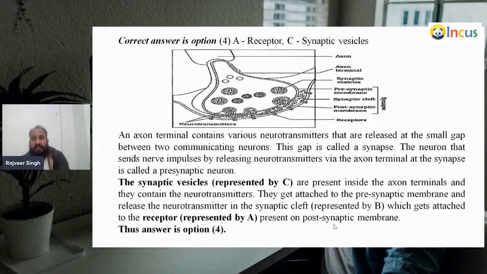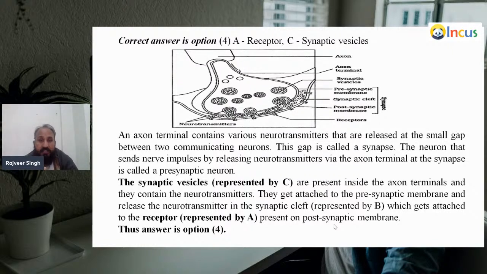So I hope you will understand why we have chosen A as the receptor and C as the synaptic vesicles. Now let me explain in more detail. An axon terminal contains various neurotransmitters that are released at the small gap between two communicating neurons. Is it fine? This gap is called the synapse. The neuron that sends a nerve impulse by releasing neurotransmitter via the axon terminal at the synapse is called a presynaptic neuron.